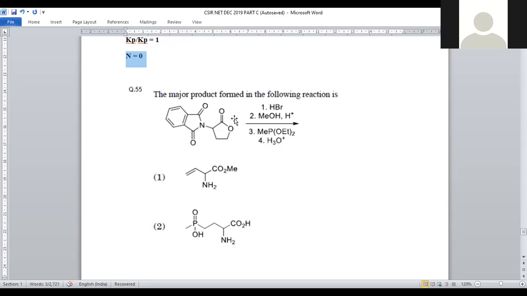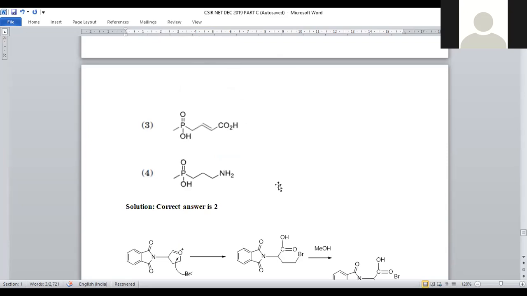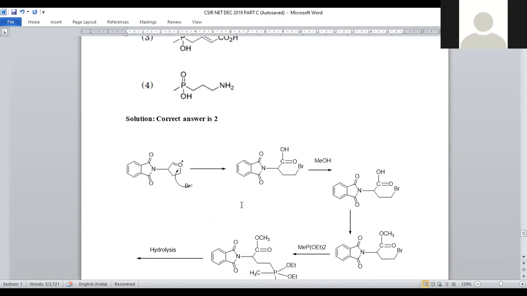It is clearly observed that the final product should be an alpha amino acid, because nitrogen and carboxylic acid are both on the alpha position with respect to each other. When we observe, the first compound has an alpha amino acid, the second also has an alpha amino acid, the third is not an alpha amino acid, so we can discard it. The fourth is also not, we can discard it. There is a probability of option number 1 or option number 2. Let us see the mechanism.